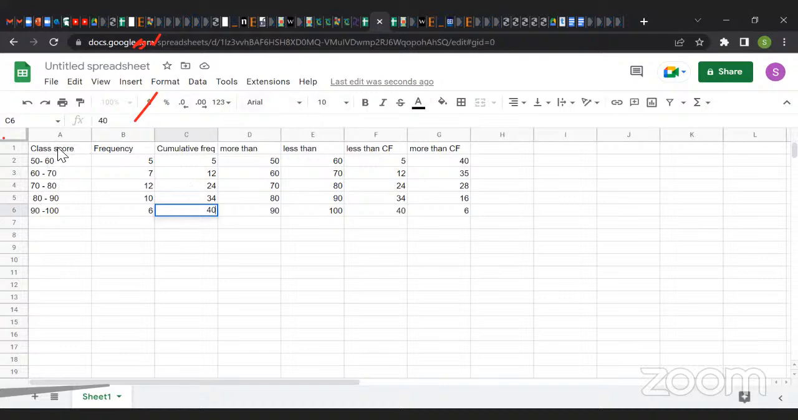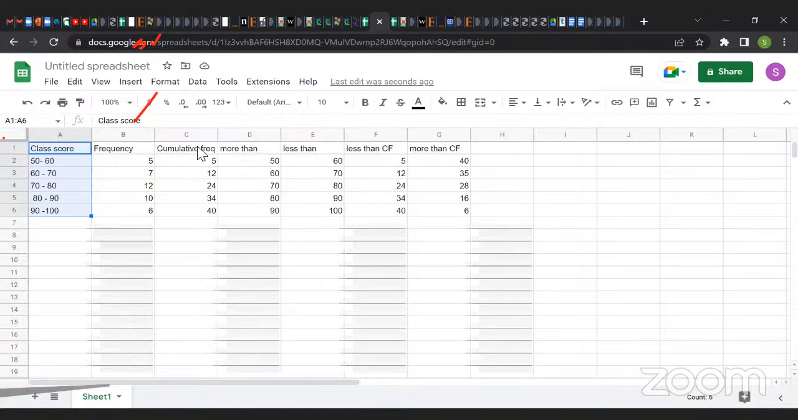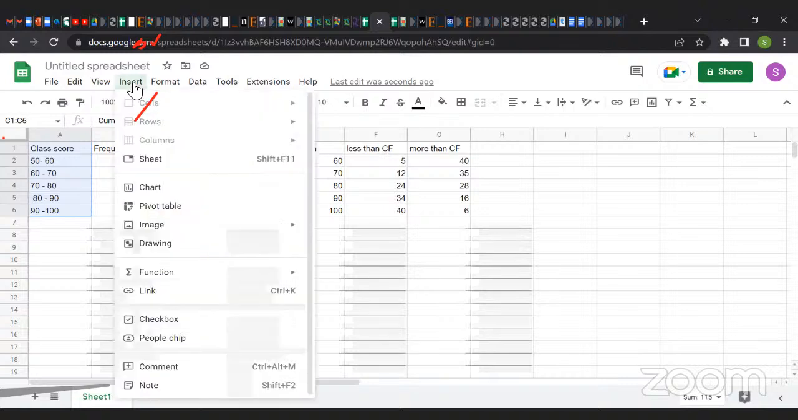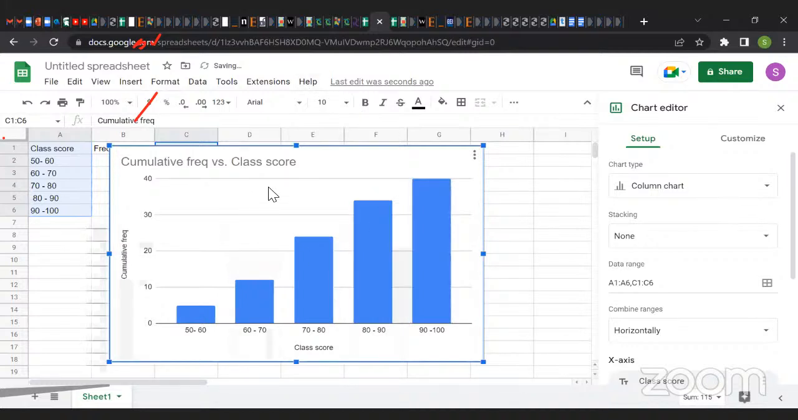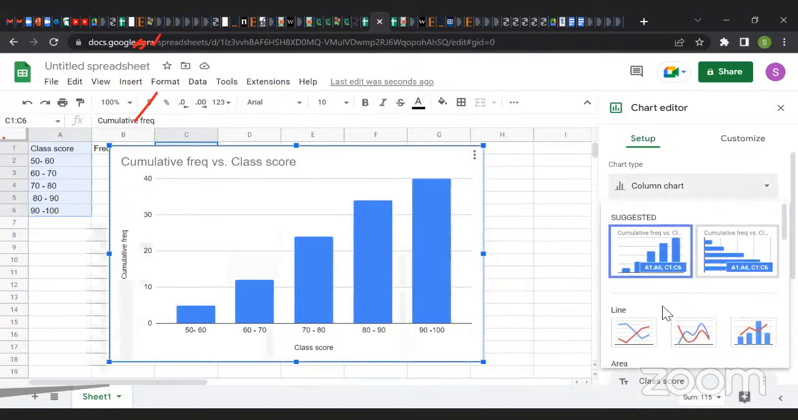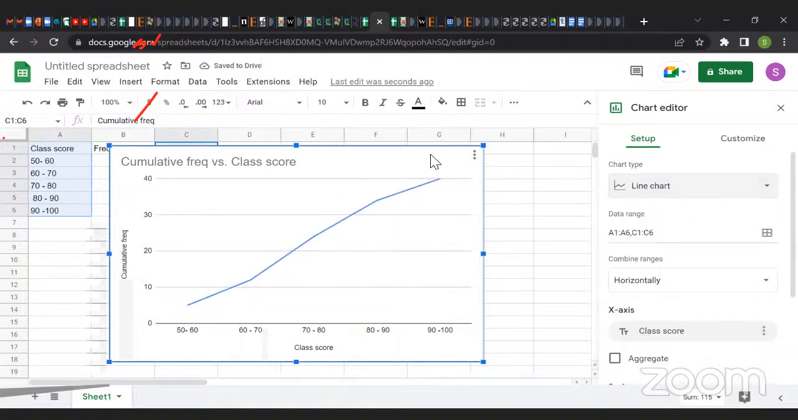So we highlight this. The ogive chart is a cumulative frequency chart. We also highlight cumulative frequency and then insert chart. And this will be the chart. But I want the chart to be like a curve chart or line chart. So it will be like this chart.